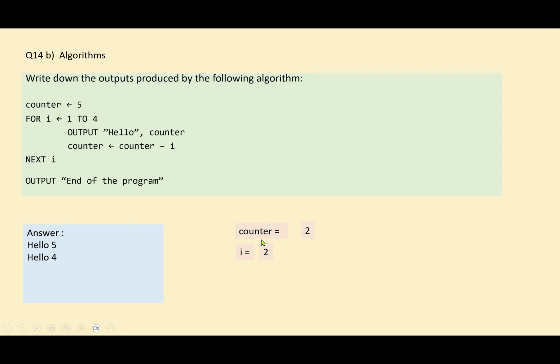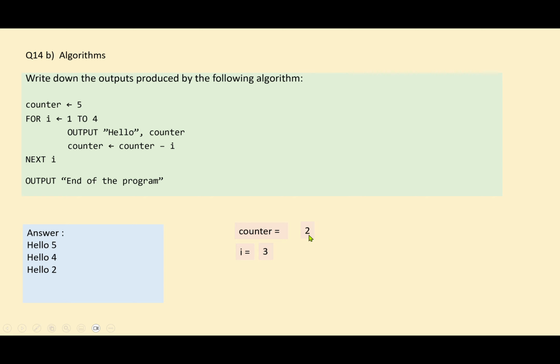So I is currently 2. It can go up to 4, so we add 1 to it. Remember, each time when we're increasing I, we just increase it by 1. Okay, so where are we? Next I. So I can go up to 3. Because we put I up, it means we can go back around this loop. So we output the word hello and the value of the counter, which is 2. Okay, hello 2.